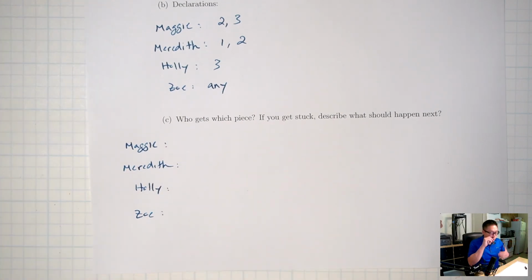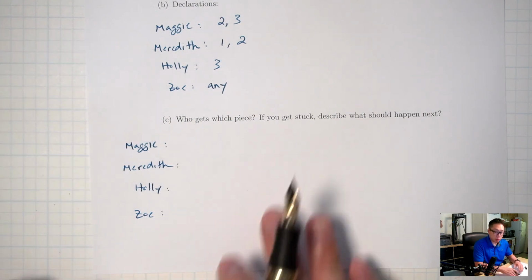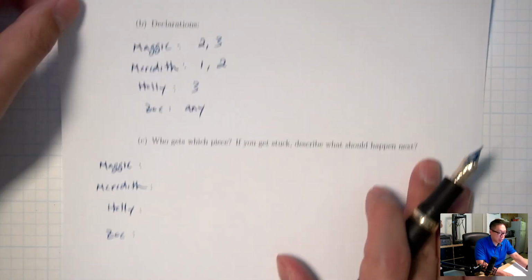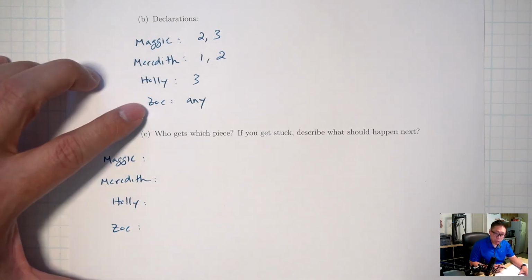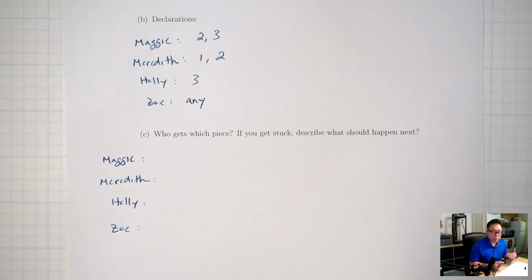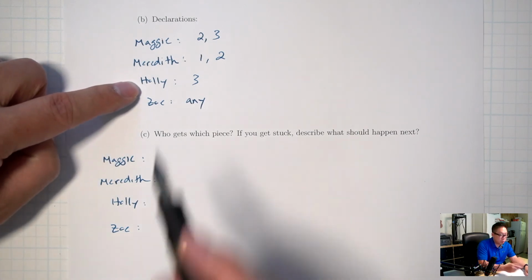So for part C, we're going to try to give everybody one of the pieces that are on their list. So forget about the table. Just look at the list that you made in part B and try to give everybody one of the pieces that's on their list. So as a strategy, Zoe, the divider, deal with that person last because they're the most flexible. They will take any piece. So you can just give them whatever's left at the end. Start with the person who is most picky, so the person who has the least amount of options on their list. So start with Holly. Holly only wants 3.